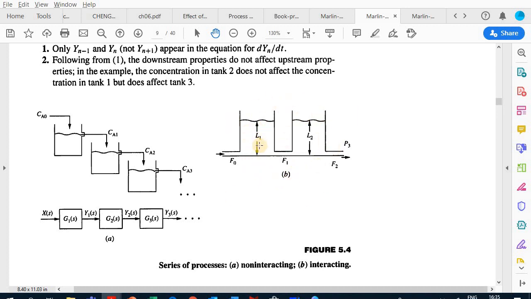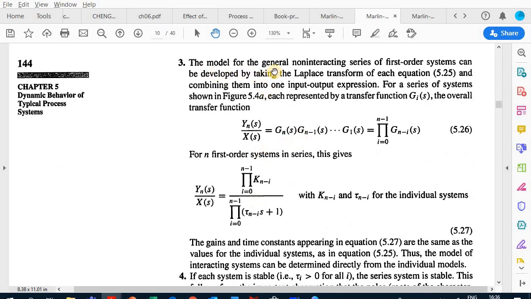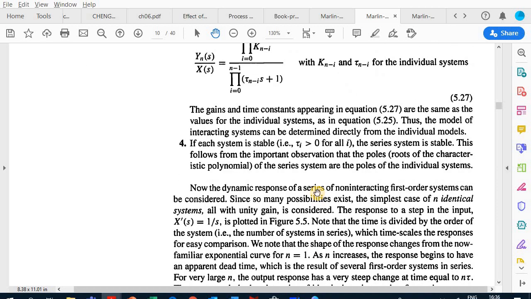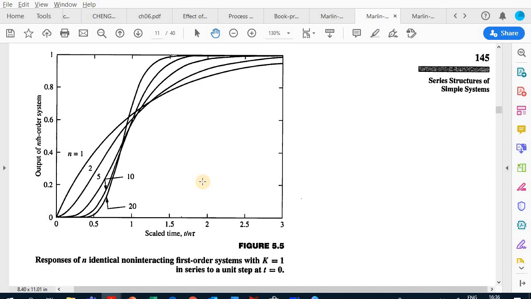And if it is interacting, I cannot multiply. If I find the relationship of F2 over F1 and then F1 over F0, I just cannot say that I will multiply them. It doesn't work like that, okay? So this multiplication of transfer functions, Y3 over Y2 multiplied by Y2 over Y1 multiplied by Y1 over XS, gives the relationship of Y3 over XS. This is applicable to this system here, but it is not applicable to that system there. So what we're trying to say is that this is the model for general non-interacting systems, and for n first order systems in series, it gives us these values of either tau or the overall gain. However, for interacting systems, it's not easy, and you need to know what kind of interacting it is.